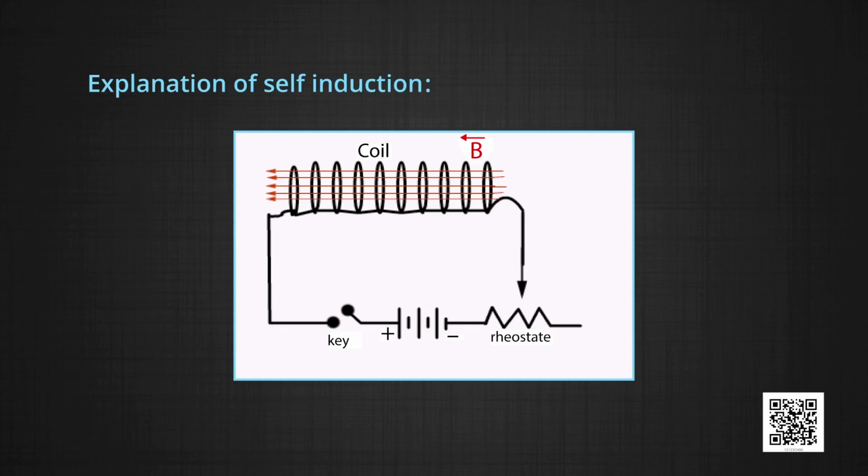As soon as the key in the circuit is pressed, the current through the coil increases. This changes the flux linked with the coil, and again the coil doesn't like it. It induces an EMF upon itself so as to oppose this change in the flux. This EMF will be induced in such a direction that it will try to decrease the current flowing through it.